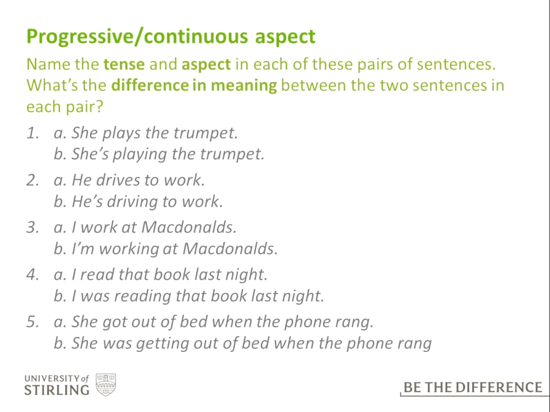Now the progressive or continuous aspect. Look at the tense and aspect in each of these pairs of sentences. What's the difference in meaning between the two sentences in each pair?